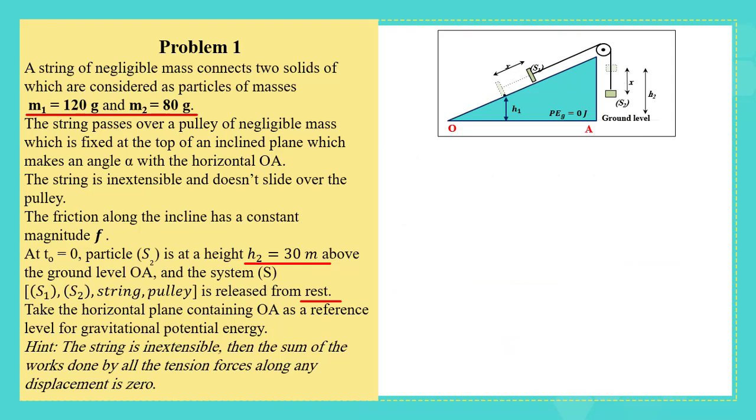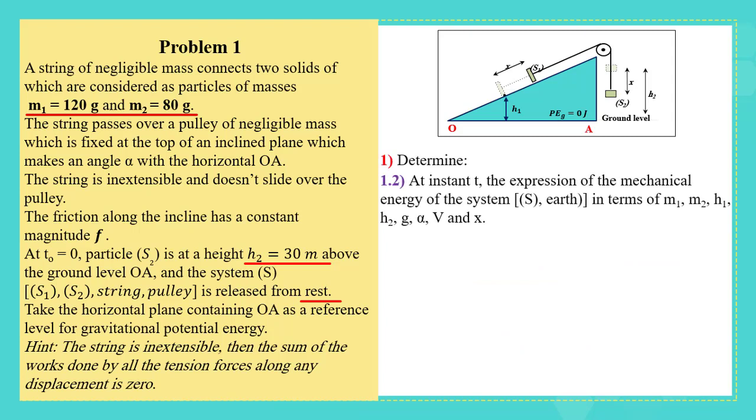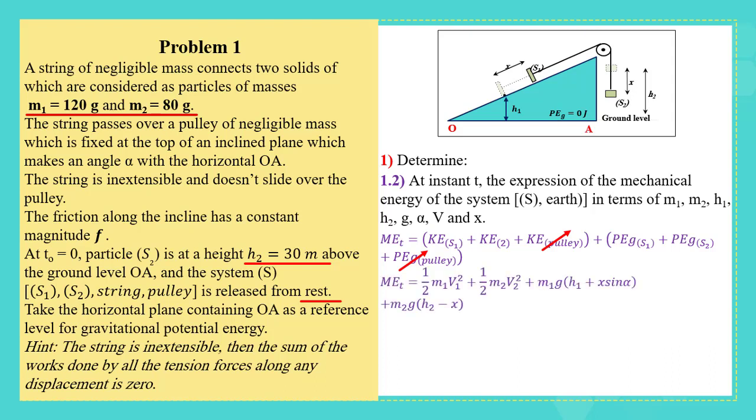Determine at instant t the expression of the mechanical energy of the system in terms of m1, m2, h1, h2, g, alpha, v, and x. So at any time, the mechanical energy can be written as the kinetic energy of the particles S1, S2, and pulley, plus the potential energy of the particles S1, S2, and pulley. The same idea: the kinetic energy and the potential energy of the pulley are zero. So what are the kinetic energies and the potential energies of S1 and S2? The kinetic energies can be written as half m1 v1 squared plus half m2 v2 squared.